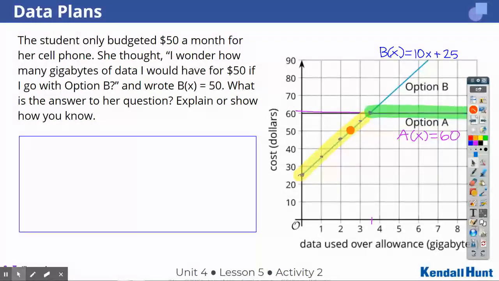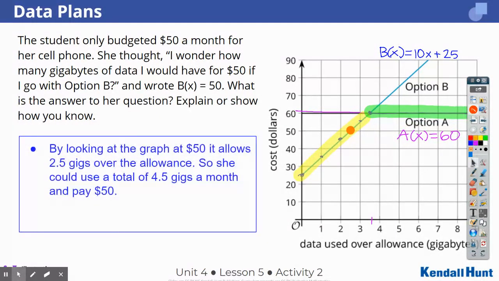So what if the person only had $50 to spend? If she only has $50 to spend, that counts option A out completely because she doesn't have $60 to pay for the plan. So we can figure out how many gigabytes she could use per month without going over her budget. On the graph, you would look at where $50 is, go over to see where it hits the line, and go down, and you can see it's at 2.5. And so she would be able to use 4.5 gigabytes a month and only pay $50.